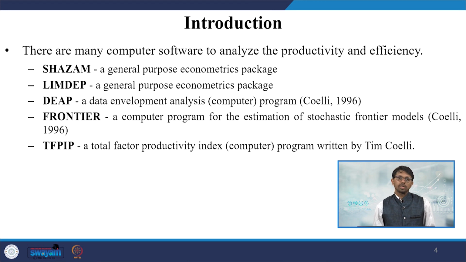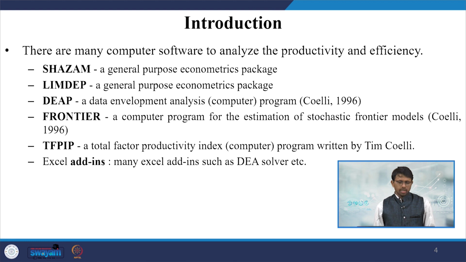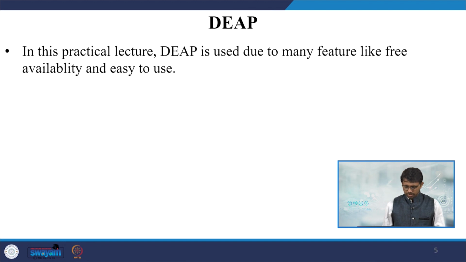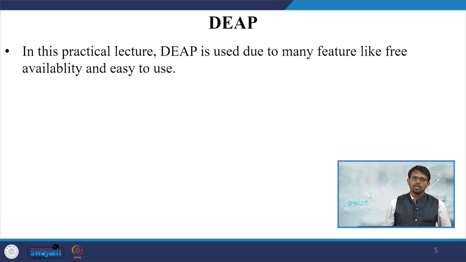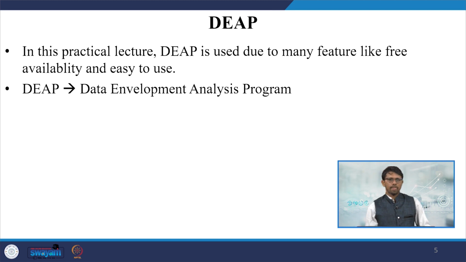And TFPIP, total factor productivity index, is a program written by the same author, and there are some add-ins which are also required, like many Excel add-ins such as DEA Solver, etc. We have already included them, and we will clarify step by step. In this practical lecture, DEAP will be utilized and will give you step by step hands-on experience. This is indeed free software that's freely available on the web, and I will give you the direction; it's very easy to access.